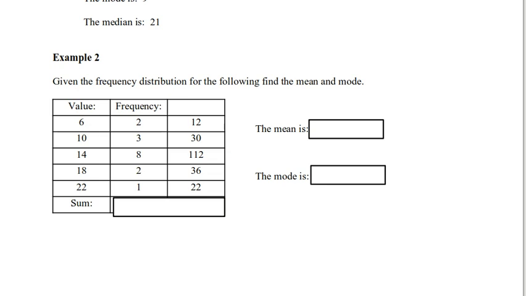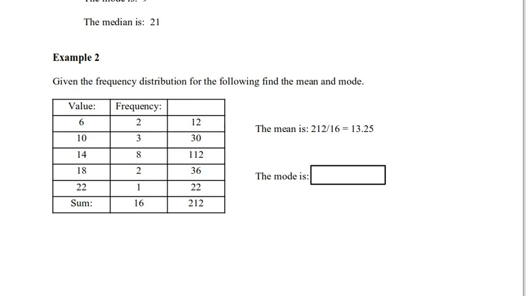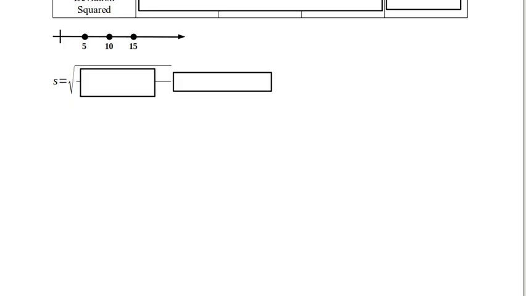Now the frequency column is going to get added up, as is the x's times the f's. And we can use our formula. We now have both sums. So in the numerator, the sum of the x times f's. In the denominator, the sum of the f's. And we do that arithmetic. The mode is simple from a frequency table. We simply look at it and see that there are 8, and no more of anything else, 8 14s. So the mode is 14.